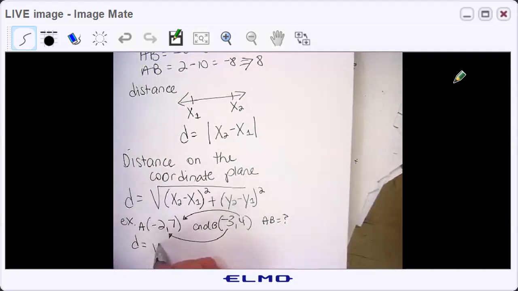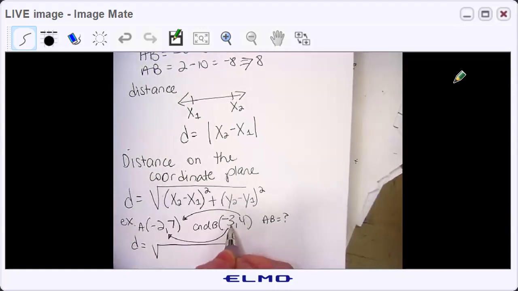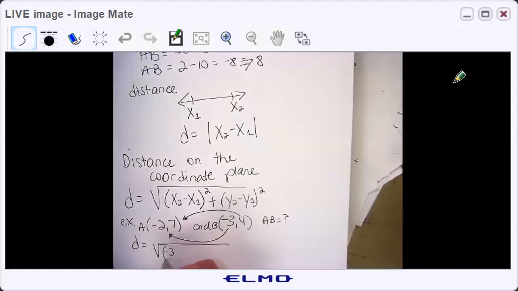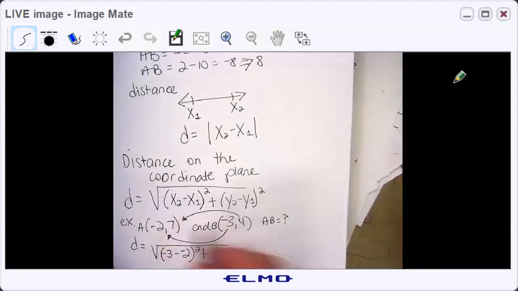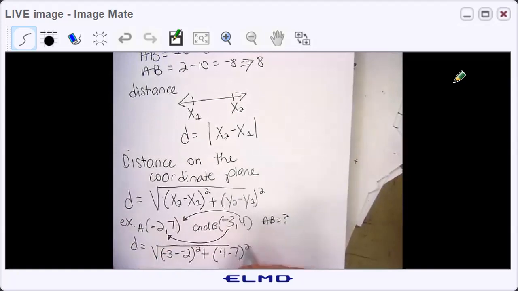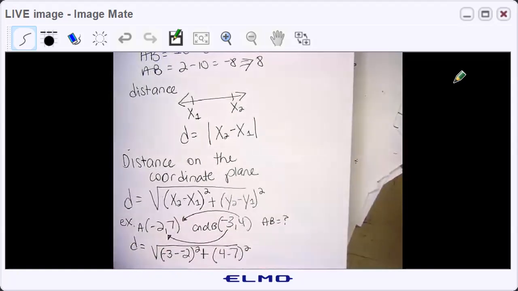So my formula is going to have x's of -3. Now there's a minus from the formula, and then there's another negative in front of the 2. So that's going to be a double negative, which is going to turn positive. And then 4 minus 7. So there's my result before I do any kind of simplifying.